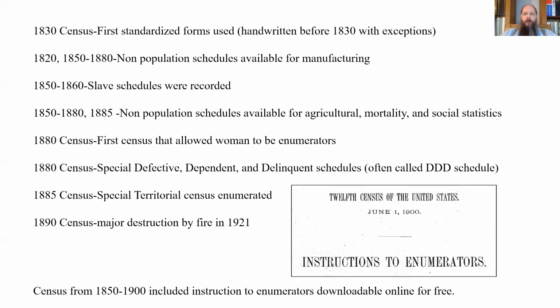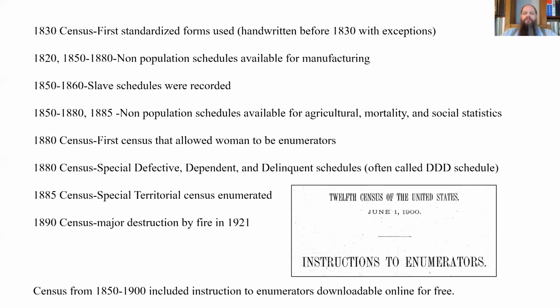In 1880, there was something called a special schedule that was taken. It was called a defective, dependent, and delinquent schedule, often referred to as the DDD schedule. And then in 1885, a mere 5 years later, we see our very first real territorial schedule done by the United States. And again, this doesn't take into account all the territories, but several of the larger ones. And of course, in 1890, we know that the census was taken at that time, but we should also know that decades later, in January of 1921, that census was destroyed by fire while it was housed in the Commerce Building.